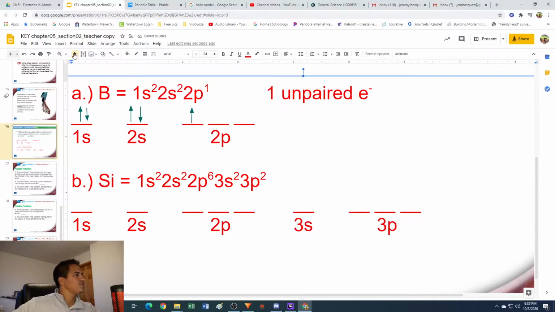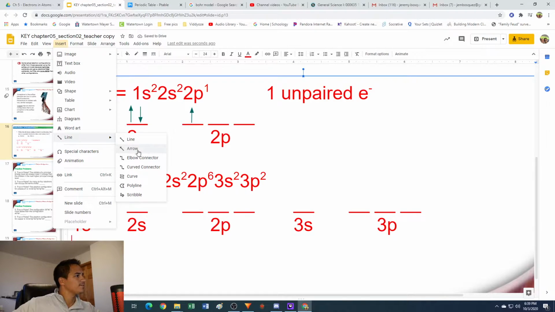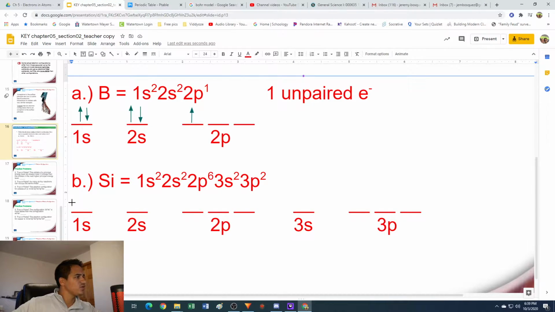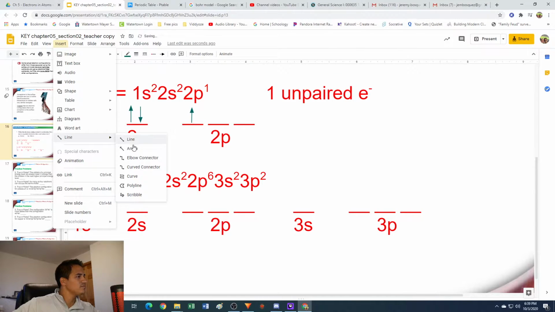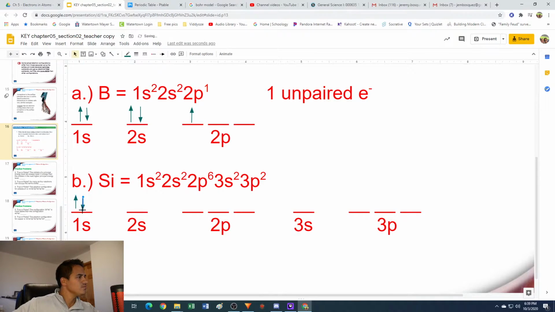Anyway, okay, so let's get back to doing our orbital diagram here. So for 1s, we had 2 electrons. So I'll just go up arrow and down arrow. And then for 2s, we had 2 electrons. So again, let's go up arrow and down arrow. I wish I knew the hotkey for arrows so it was faster than clicking, but that's okay.